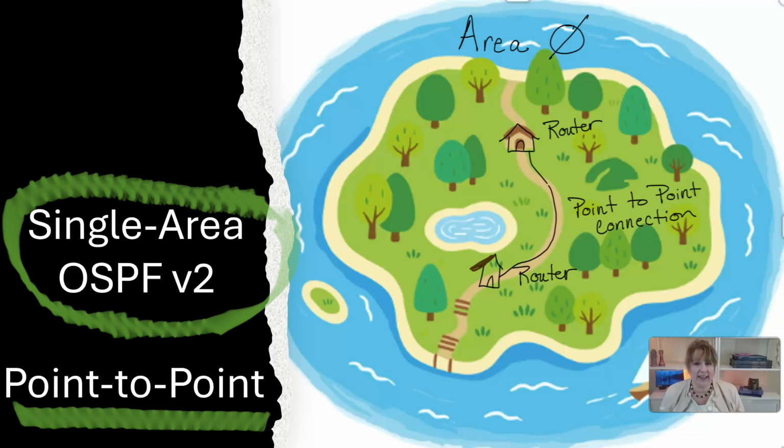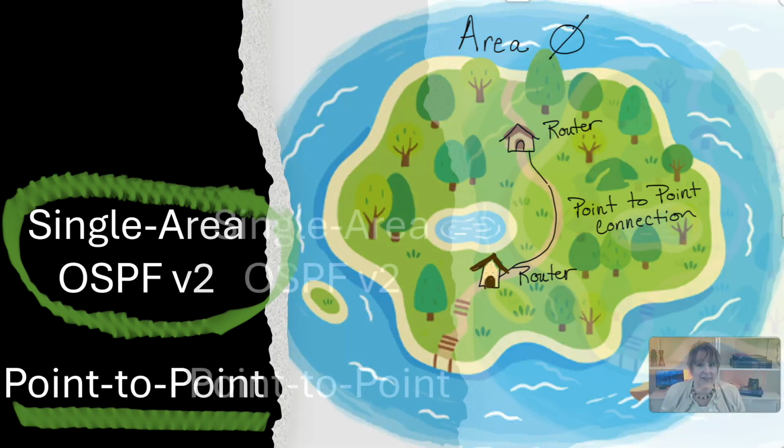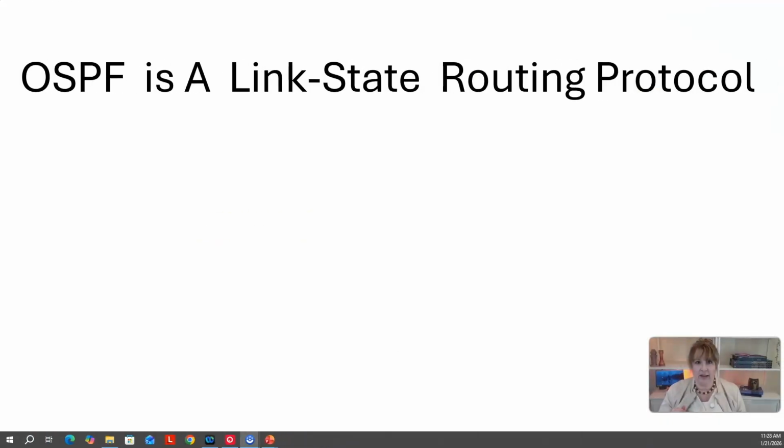I have represented this imaginary, simple idea with a little island here, which is the area 0 to be precise, and a house representing a router, and then we'll draw in another router / house here, and these are our point-to-point connected routers. OSPF is a link state routing protocol.